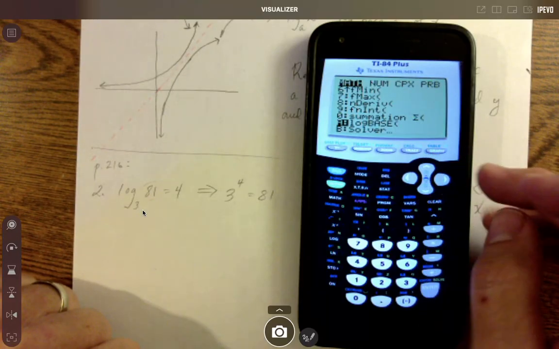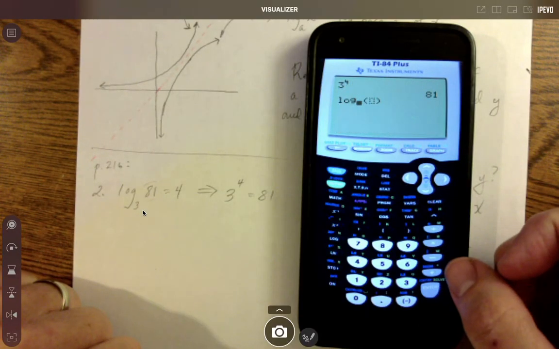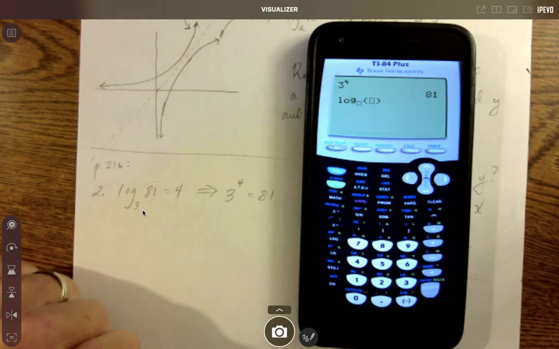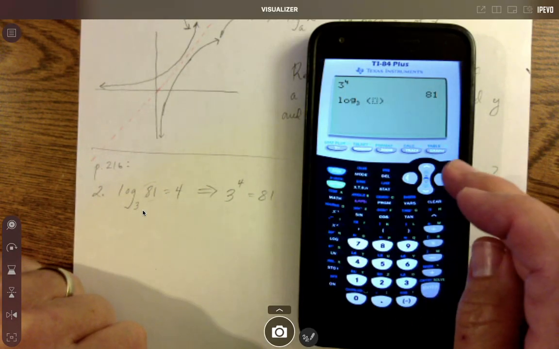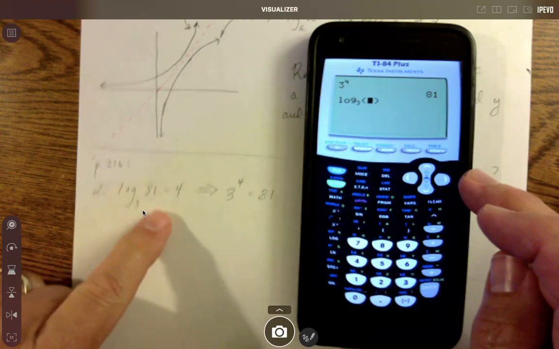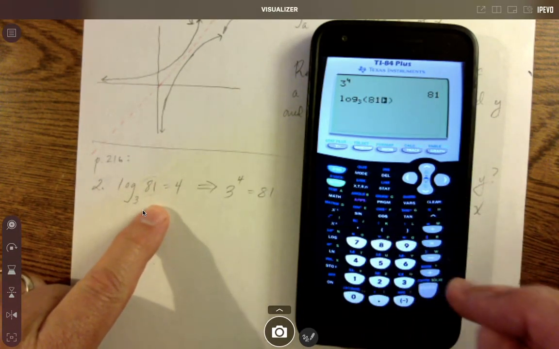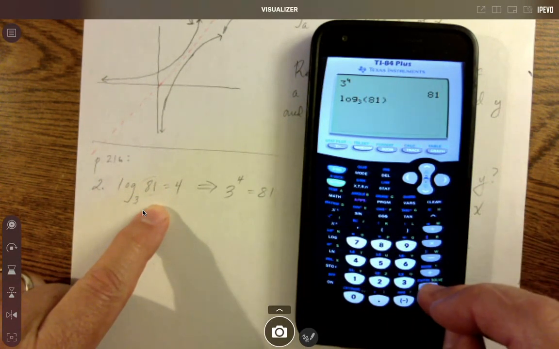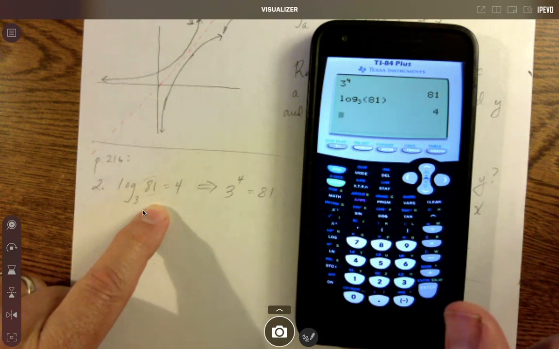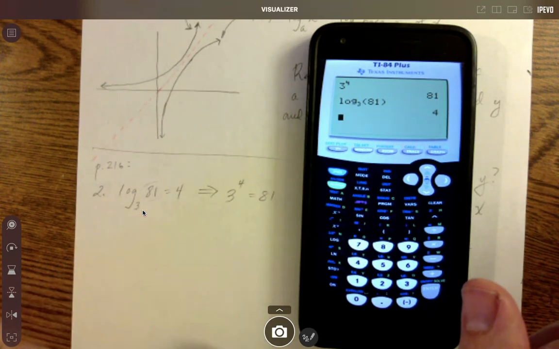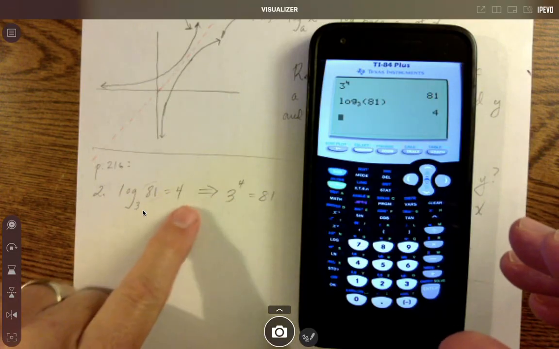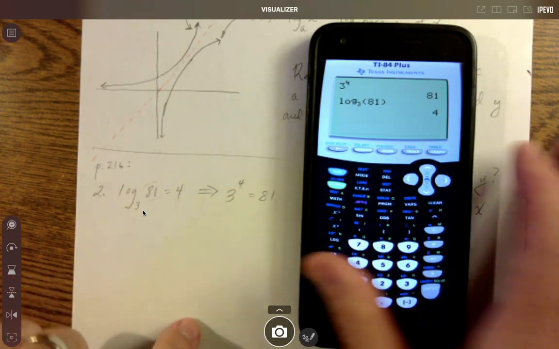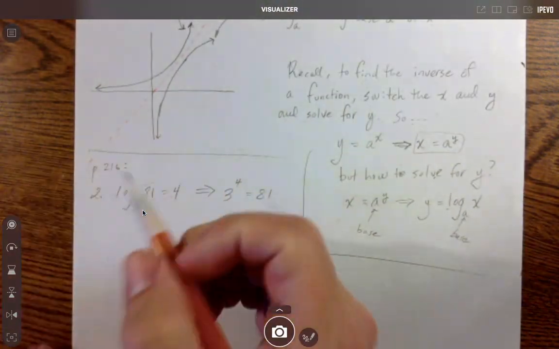Oh, there it is, log base. Oh, yes, it does. Okay, so log base 3 of 81 is 4. All right, so you can see that they're related to each other, these two expressions. All right, so let's try another one like that.